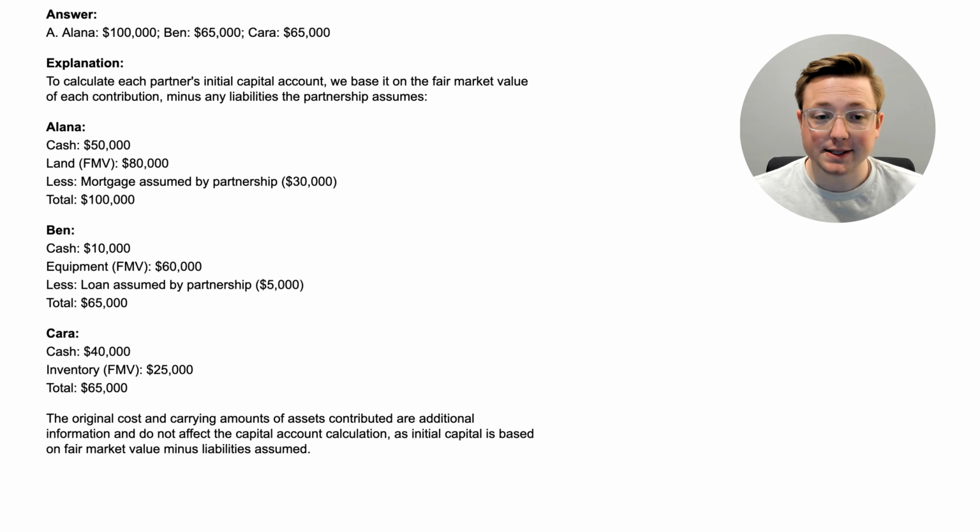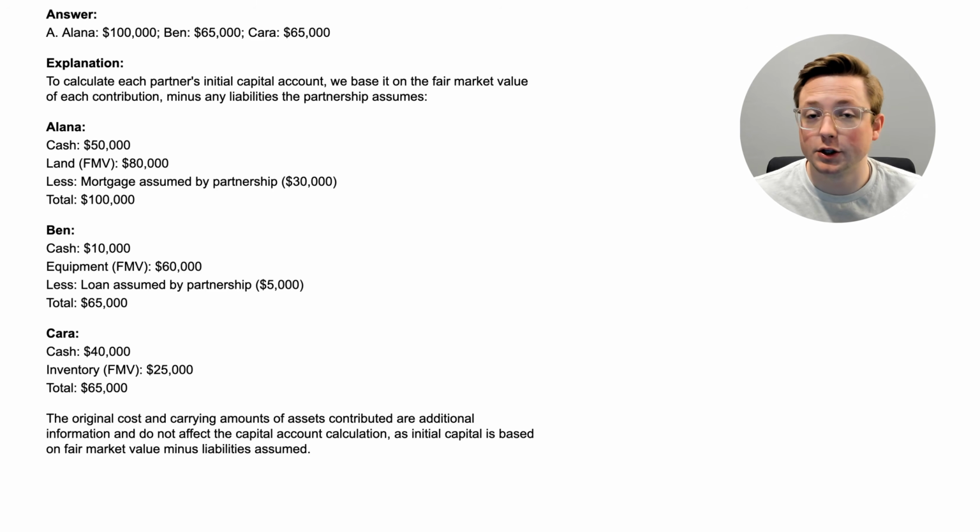All right, here we are. The answer is A. Elena would have $100,000, Ben would have $65,000, and Kara would have $65,000, and these are all their initial capital balances. So let's go through this. To calculate each partner's initial capital account, we base it on the fair market value of each contribution minus any liabilities the partnership assumes.